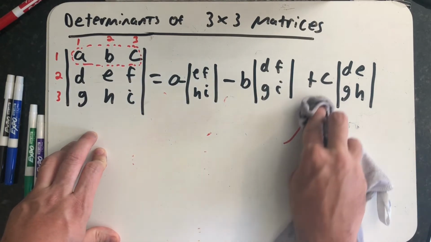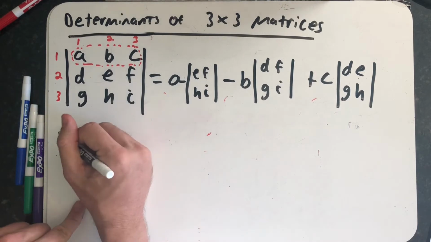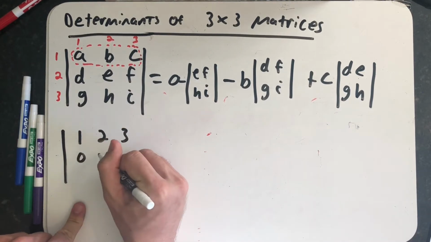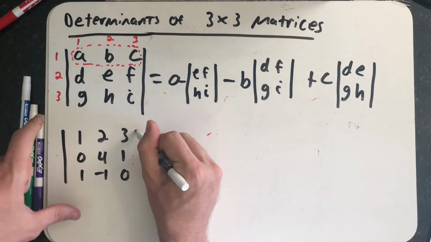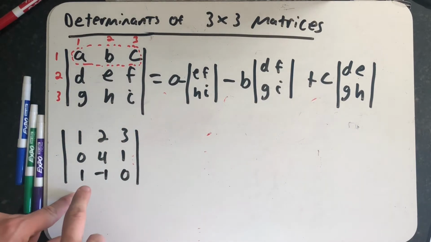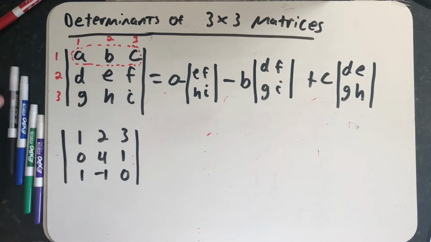For now, let's take the determinant of a 3 by 3 matrix. So for our example, we'll use this matrix. On the top row, I have 1, 2, 3, 0, 4, 1 on the second row, and the bottom row, 1, minus 1, 0. Let's expand over that top row.